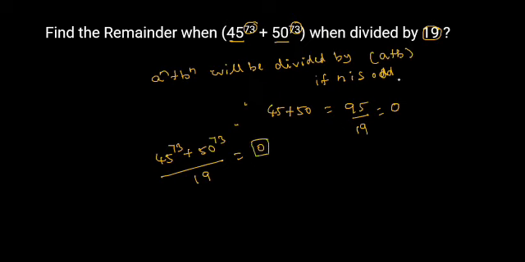So we have to understand this theorem. a to the power of n plus b to the power of n, when divided by a plus b, will result in 0. So it will result in the answer 0. So now we will go for the next one.